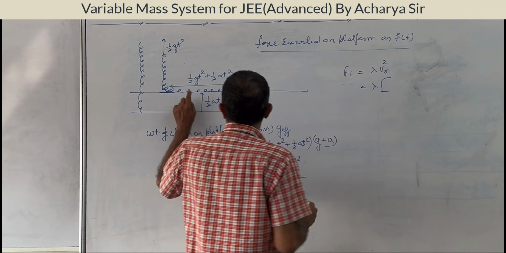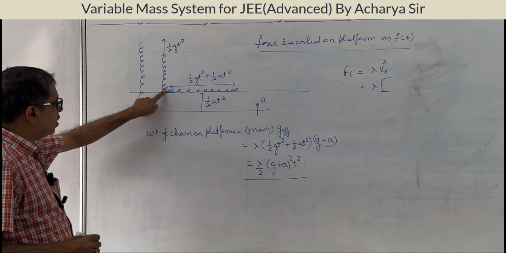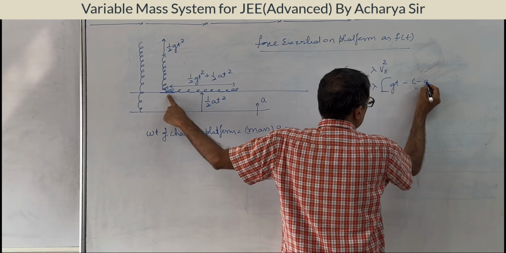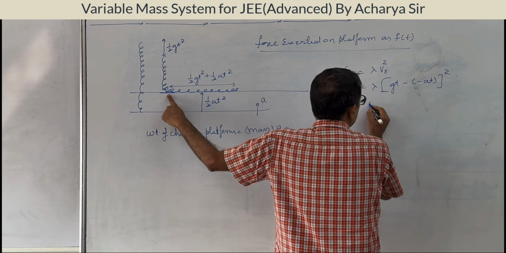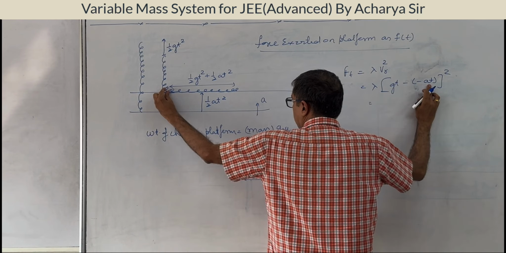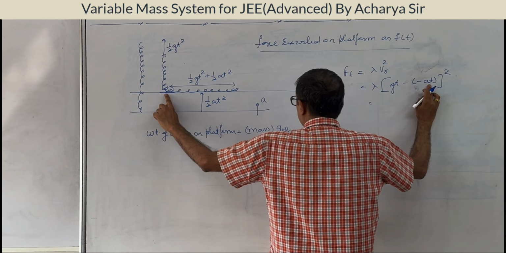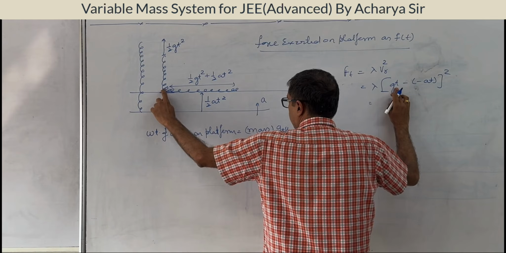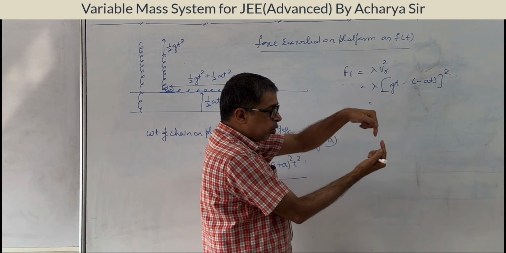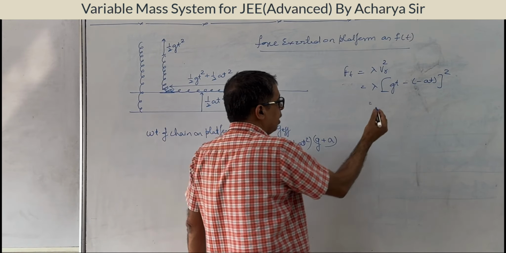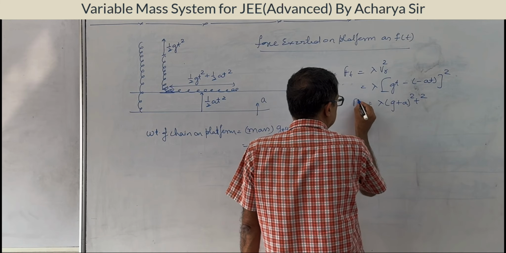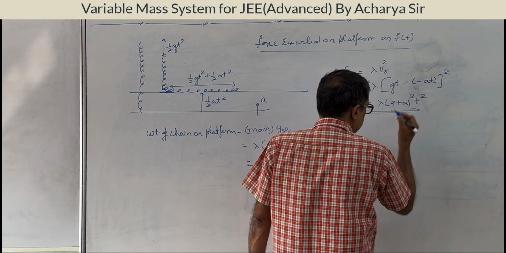Lambda times the relative velocity of this element with respect to the platform, which is gt minus of minus at. The velocity of the small element is gt. The velocity of the platform is at. And both of them are in the opposite direction. So lambda (g plus a) whole square t square. This is the thrust force.